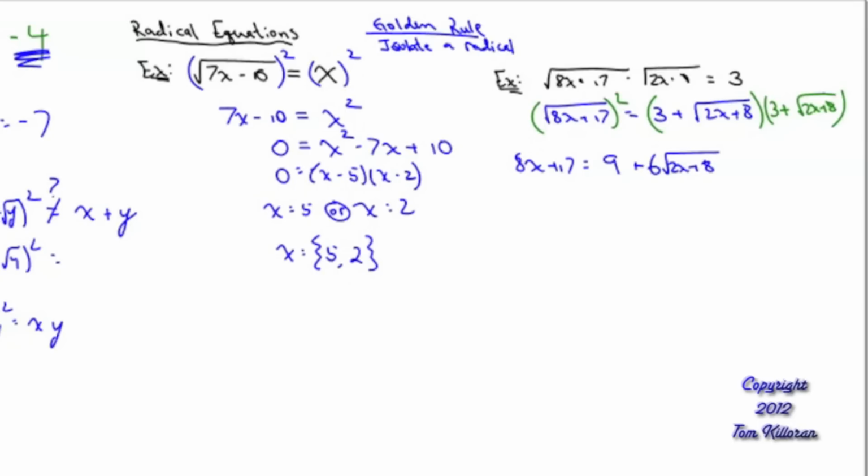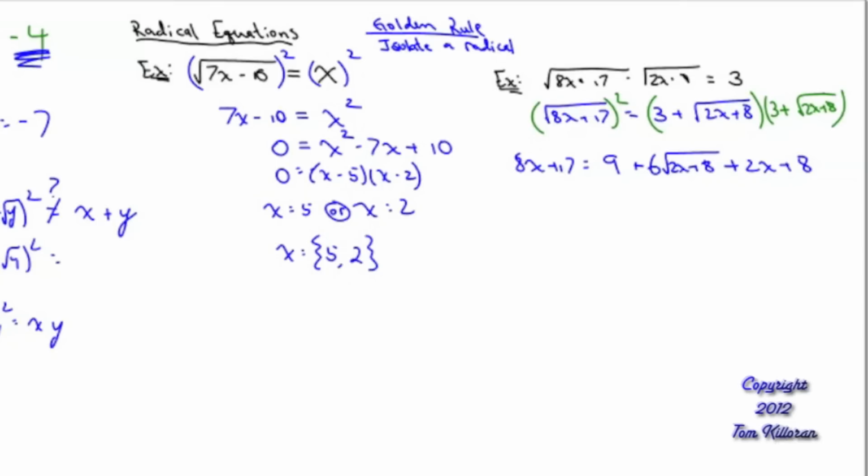Y'all just don't see little pieces the way I do. This is 3 times the square root of 2x plus 8, and this is 3 times the square root of 2x plus 8, which equals 6 square roots of 2x plus 8. And the square root of 2x plus 8 times the square root of 2x plus 8 is equal to 2x plus 8, because the square roots just cancel.